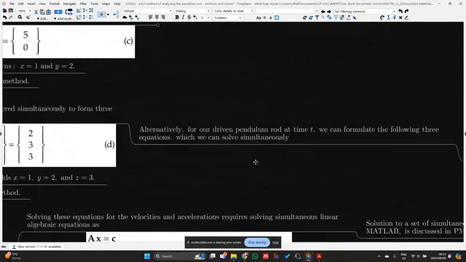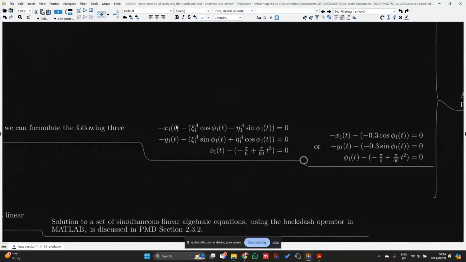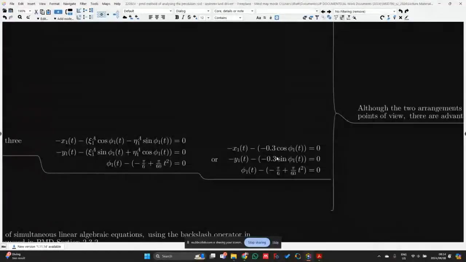So alternatively, for our driven pendulum rod at time t, we can formulate the following three equations, which we can solve simultaneously. So these are the equations that we got for the transformation from the local coordinate system to the global coordinate system, and that is done for x and y. And finally, we have our driver constraint over here as well, which is a function of t. So we just write all of that on the left-hand side so that we have zeros on the right-hand side. Okay, and this is then the set of equations that we end up with if we start simplifying it.